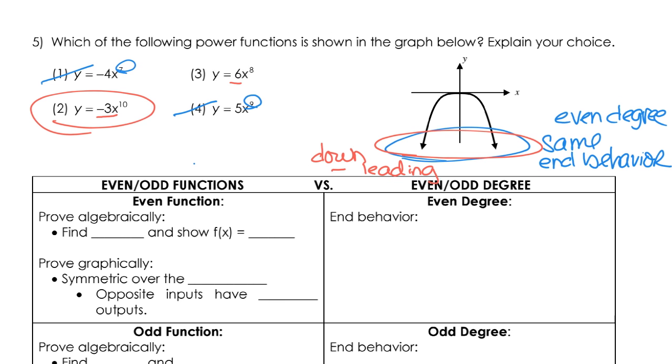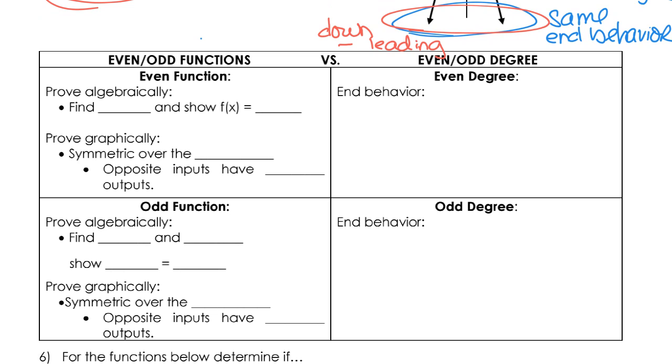Down here, just a little bit of a review of something we talked about earlier in the year called even and odd functions versus even and odd degree, which is what we talked about today. There is a way of proving even functions. However, this year we cut that part out, so we're going to skip it because I didn't teach it to you. We did talk about seeing graphically whether a function is even by whether it was symmetric over the y-axis. We also talked about opposite inputs having the same output. So that's what an even function is.